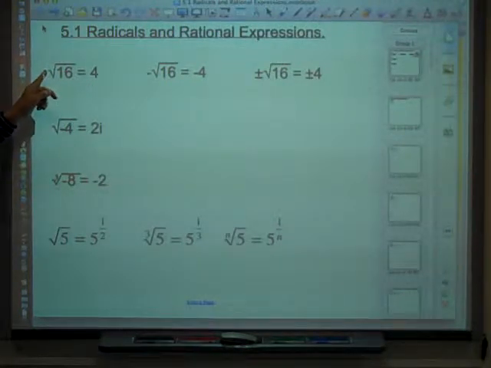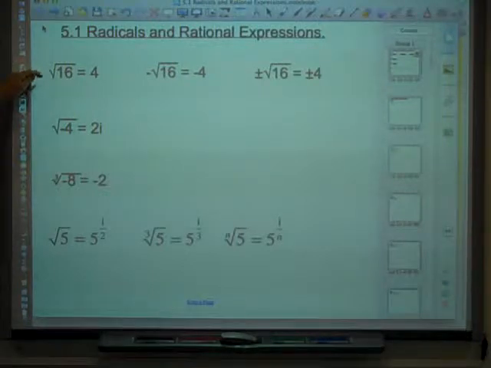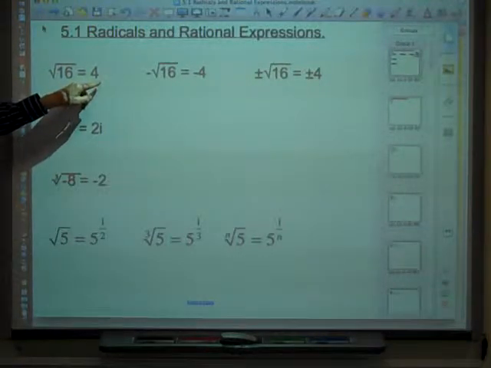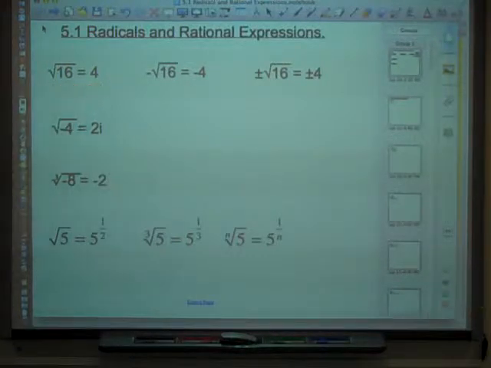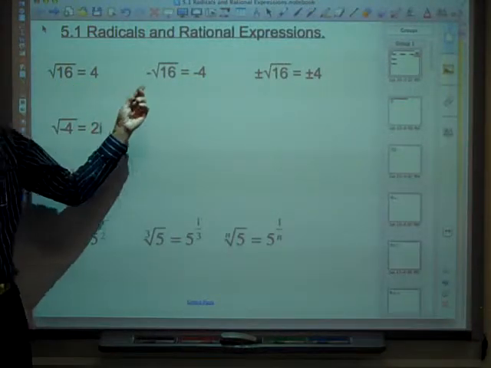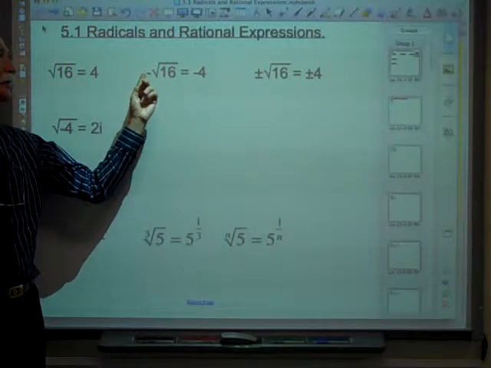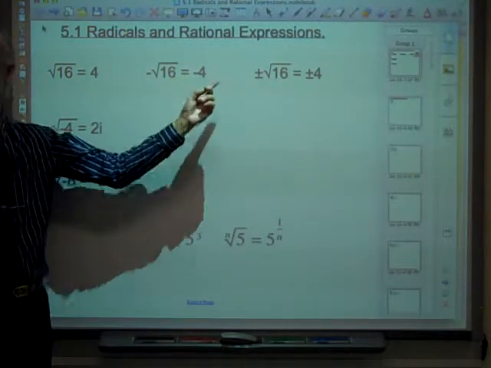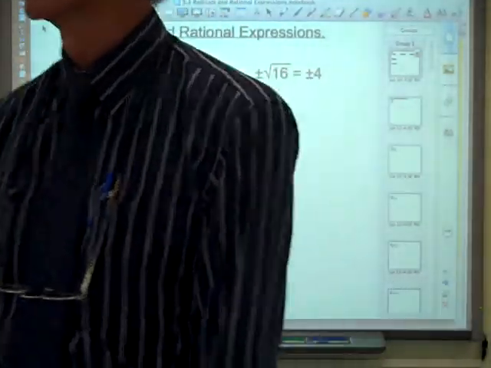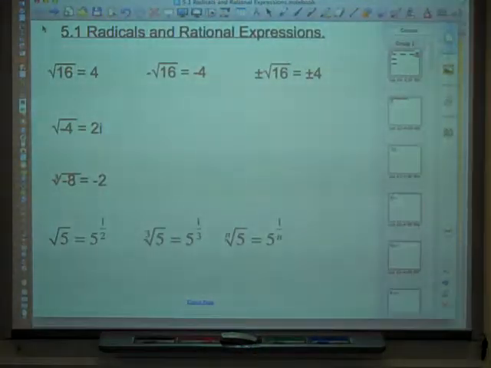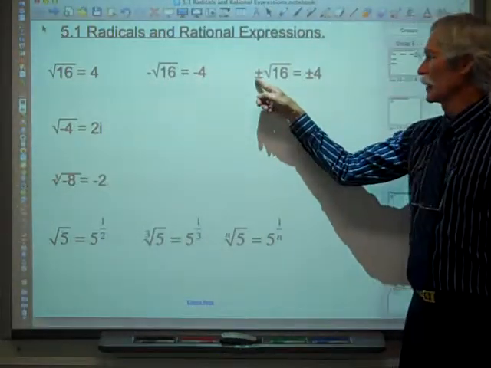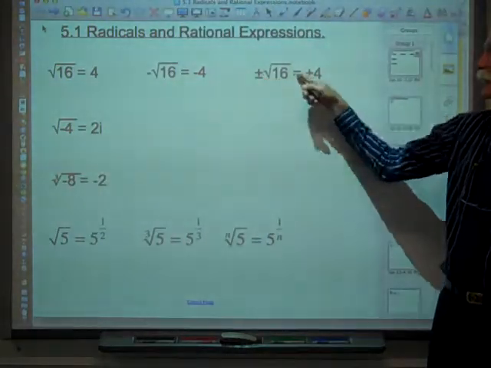If you don't see any sign in front, is there any plus or minus? No. If you just see the square root symbol, it wants the positive square root, not plus and minus. If they want the minus in front, they'll put the minus there already. So minus the square root of 16 is negative 4. If they want the plus and minus, they will put it there already. So plus and minus 4.